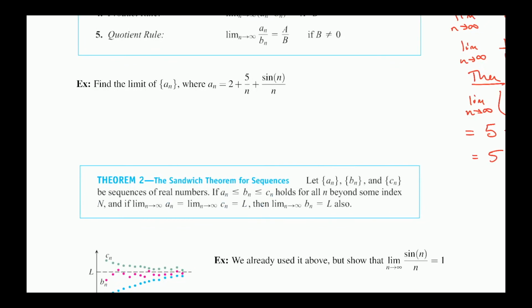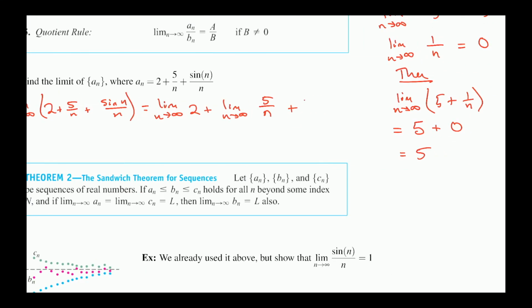So on this one right here, where we say find the limit of this sequence, which looks pretty complicated, what you're supposed to do is say, well, I want the limit as n goes to infinity of 2 plus 5 over n plus sine n over n. Well, that's just going to be individually the limit of 2, the limit of 5 over n, and the limit of sine n over n. And so individually you can do those limits.